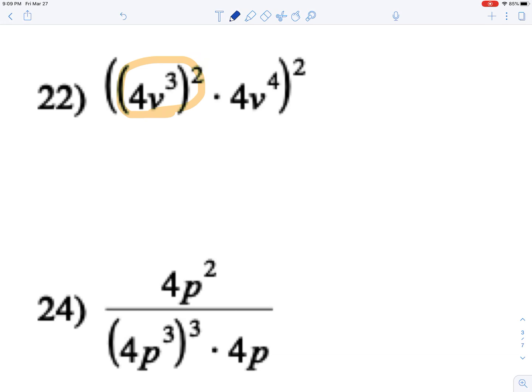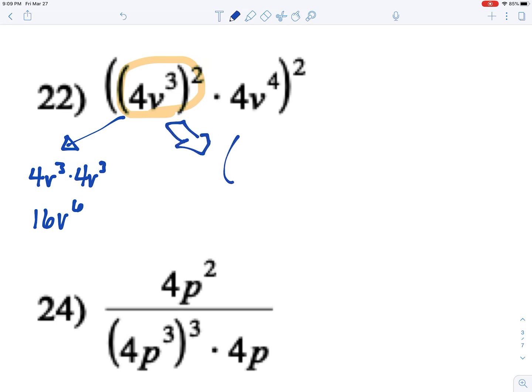And what it means to square something is, I'm going to do my side work over here, that means I multiply it times itself. So that's 4v cubed times 4v cubed. So inside now is 16v to the 6th. Okay, let's put a little arrow here that says I'm working this way. So that is really 16v to the 6th times 4v to the 4th, all squared.